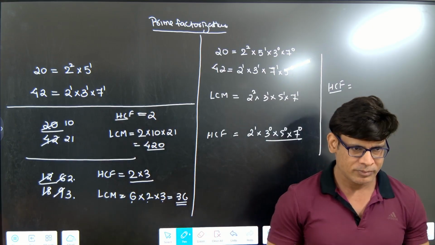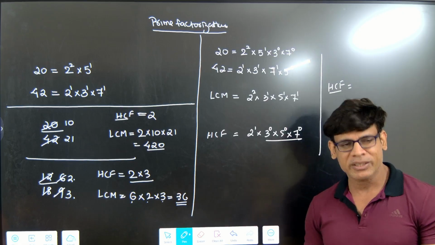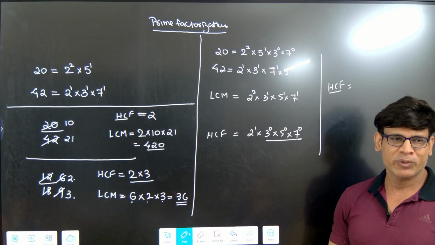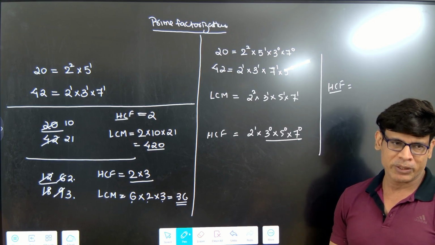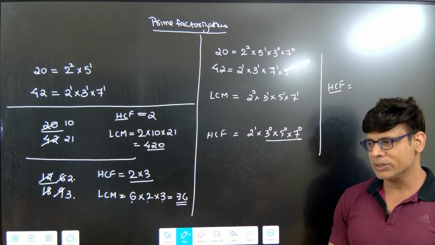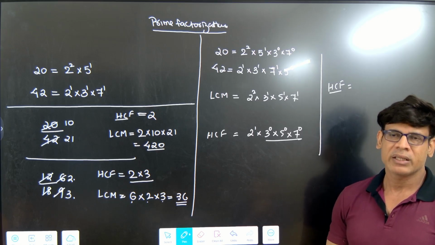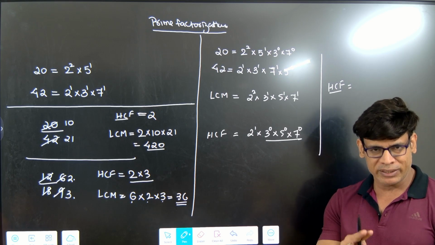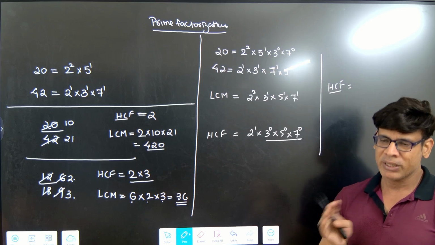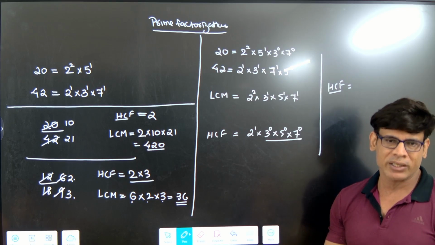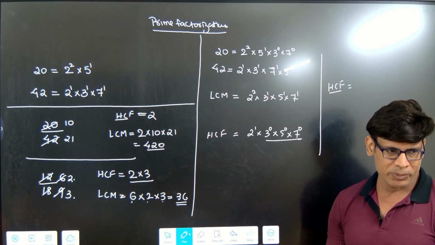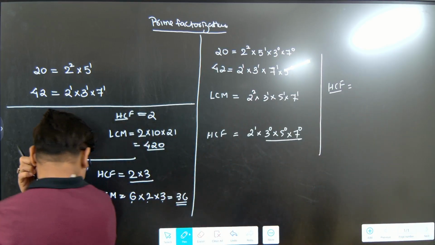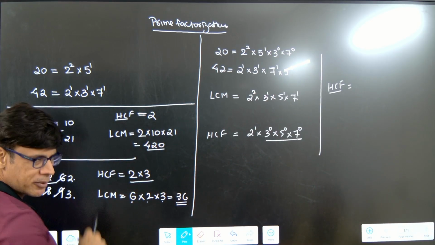Even 1 and 2 are co-prime, 2 and 3 co-prime, 3 and 4 co-prime. So any 2 consecutive numbers are always co-prime. Then there are other numbers also which are co-prime. It is not necessary that only consecutive numbers are co-prime, but there are other sets of co-prime numbers. So 9 and 16 are not consecutive numbers. I think this is clear to all of you. ये भी समझ आएगा.